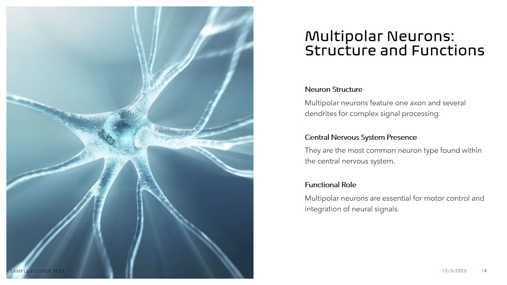So we have our multipolar neurons. They typically have one axon and multiple dendrites. These are the most common neuron types in the central nervous system, involved in motor control and integration. And these are the ones that when you look at your notes, what's considered the standard neuron, this is what we're typically talking about, the multipolar neurons.